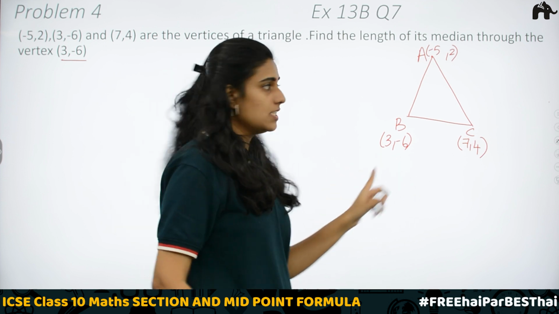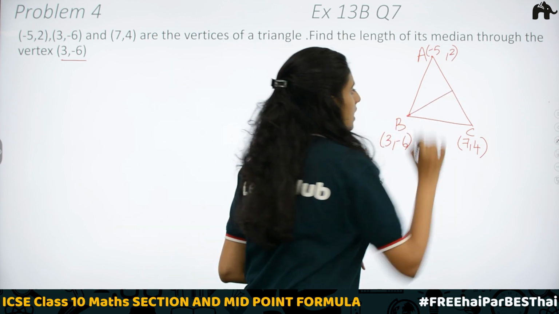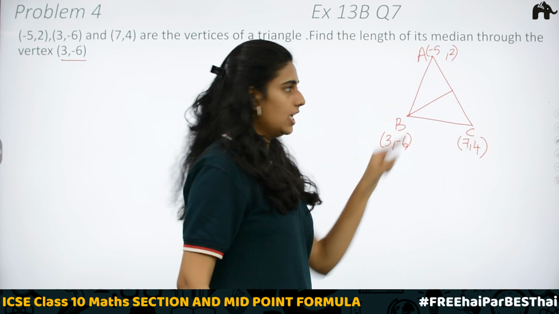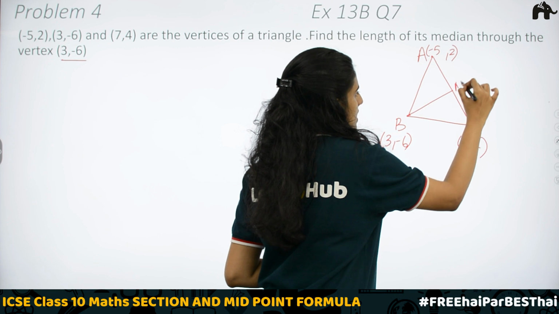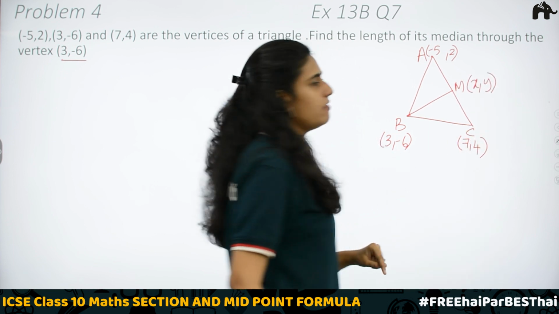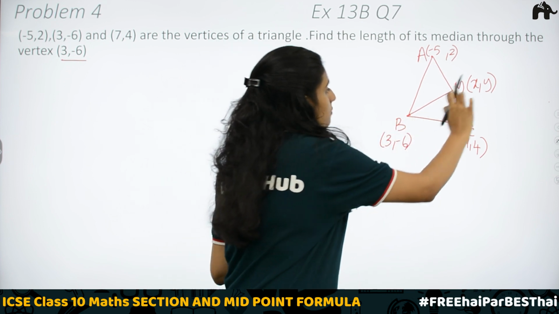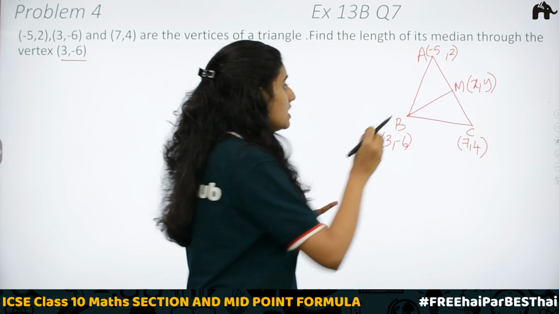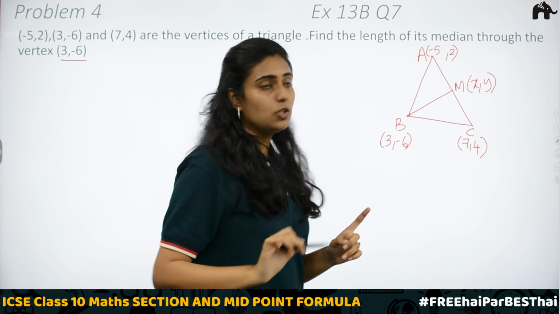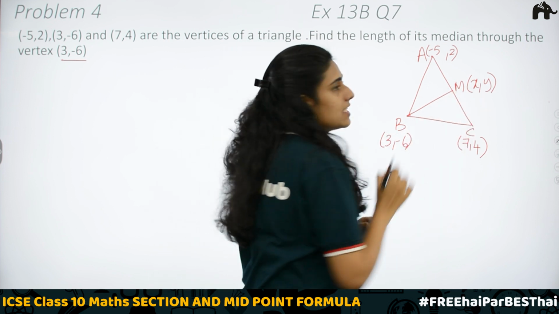This is (3, -6). Now, this is the median, right? From B to the midpoint of AC. Here, we'll take this point as some M. We don't know the coordinates, therefore put x, y. To find the length of the median, we have done a similar example. To find the length of this median, first we need to find the coordinates x and y.